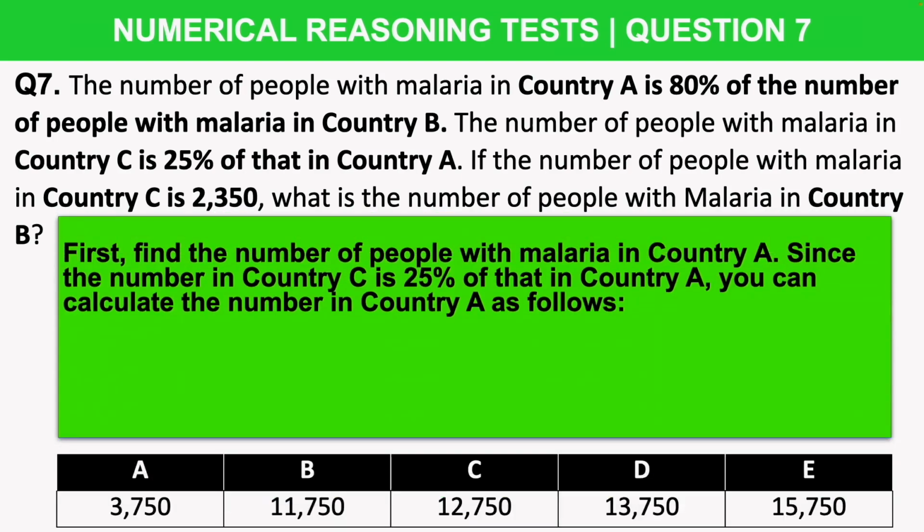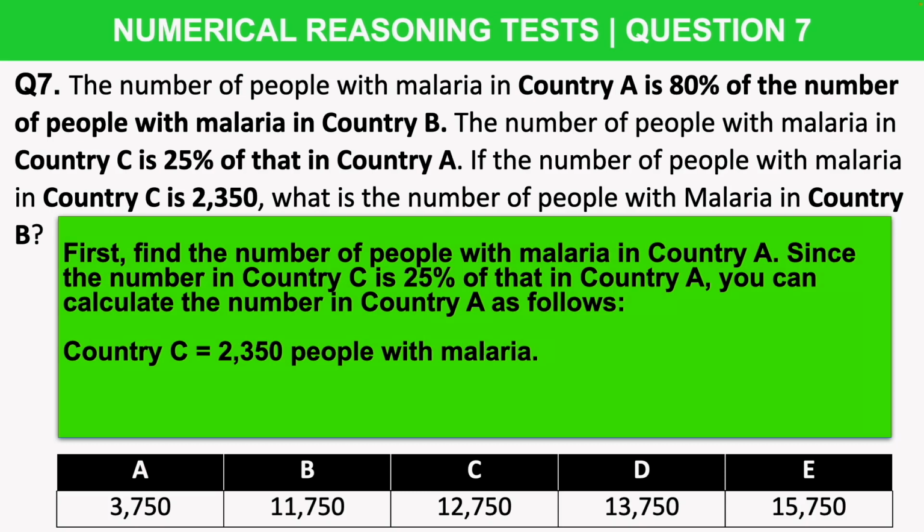Okay, so the way to work this out is to first find the number of people with malaria in country A. Since the number in country C is 25% of that in country A, you can calculate the number in country A as follows. So we know country C has 2,350 people with malaria. It states that in the question itself.